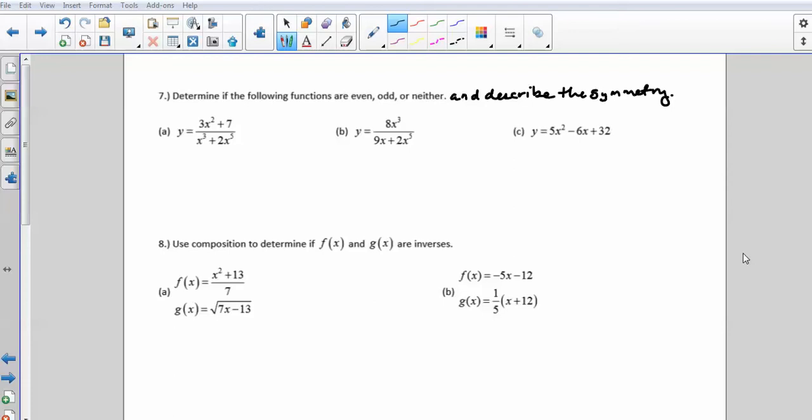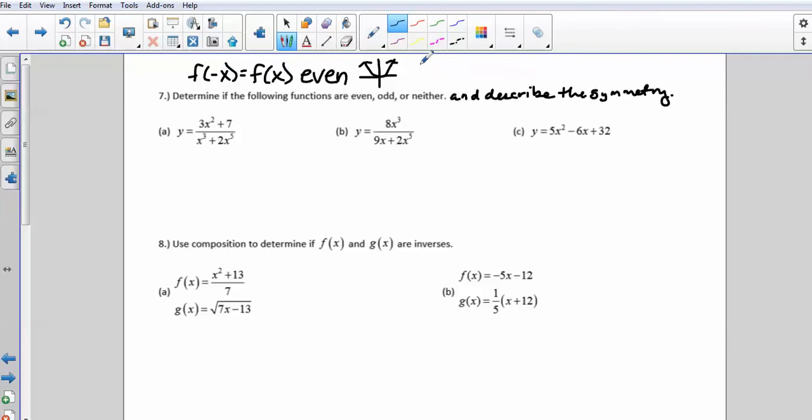First, we are talking about even, odd, and neither. The way you can test if a function is even, odd, or neither is you can replace the x's with negative x. So if you replace x with negative x, and you get exactly the same function, then your function is even. Even functions are symmetric to the y-axis, so one example might be the parent graph of a parabola.